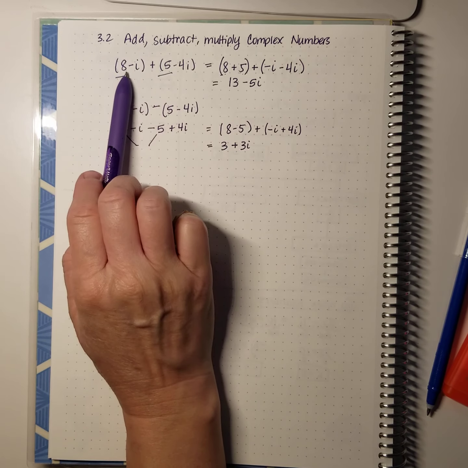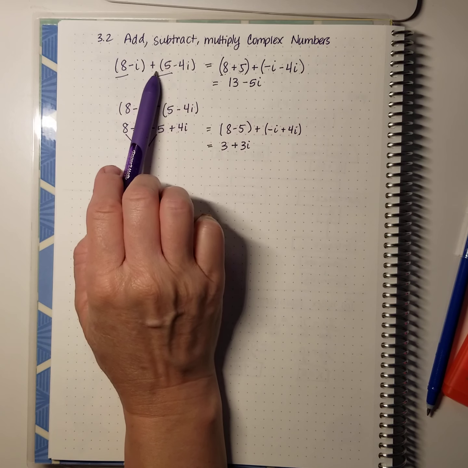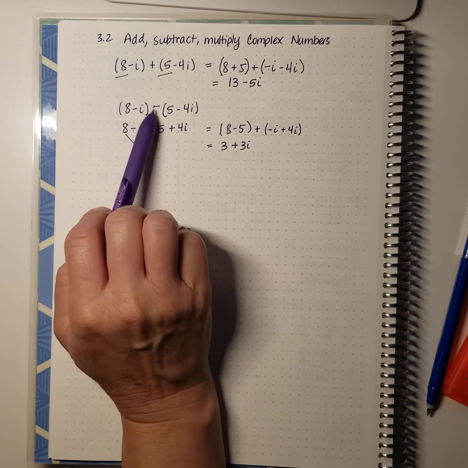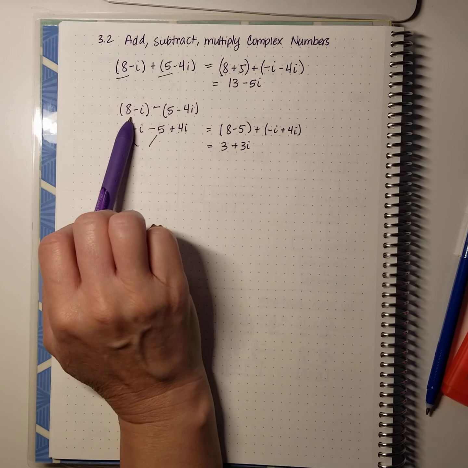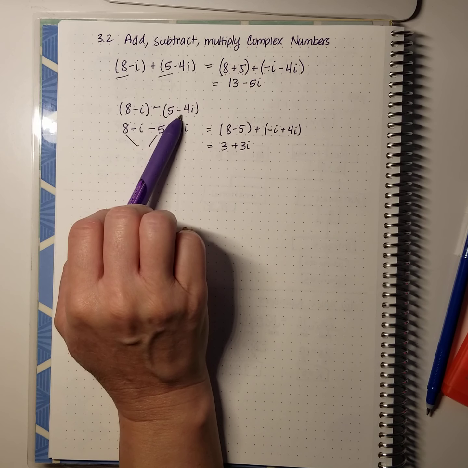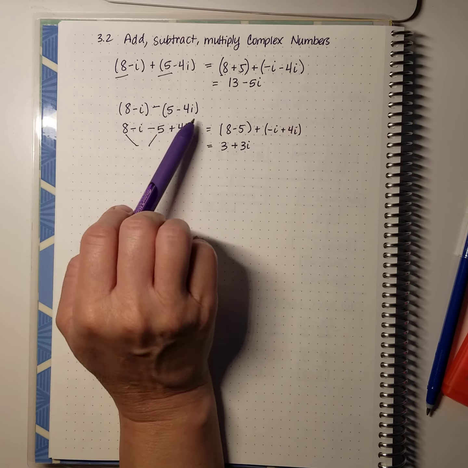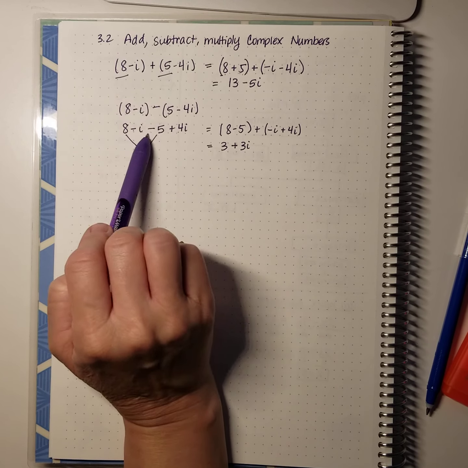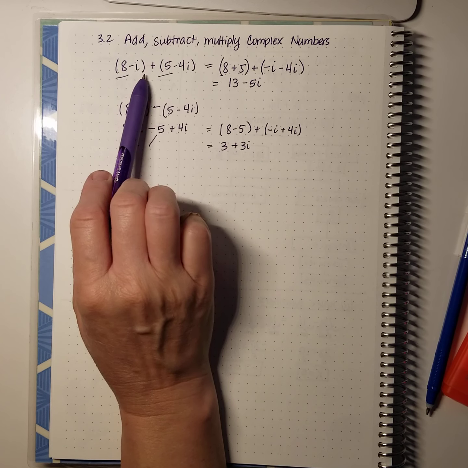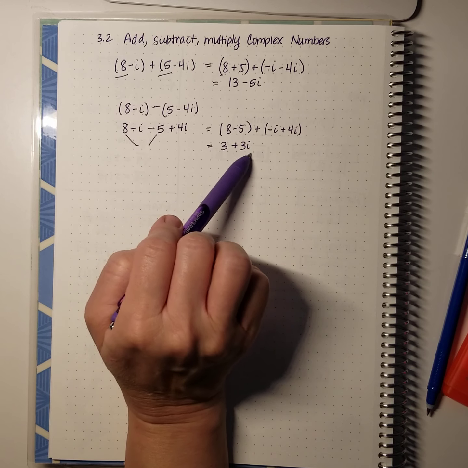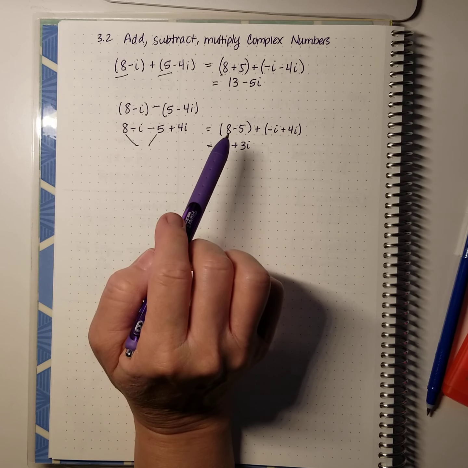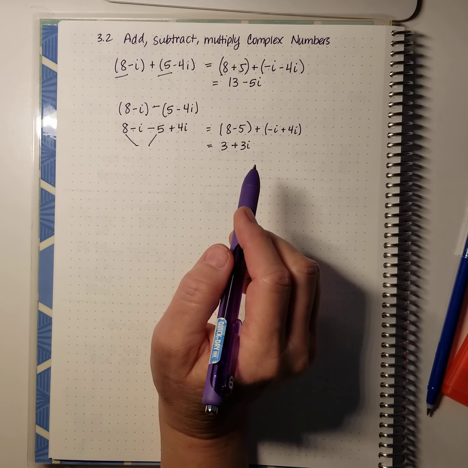Again, just combining your real parts, combining your imaginary parts. When we have addition, we don't have to worry about distributing a negative, but if we're subtracting this complex number minus this complex number, then we need to distribute that negative first, and we're basically combining like terms. This problem becomes much like the first one, and then we can just simplify. So that's adding and subtracting.